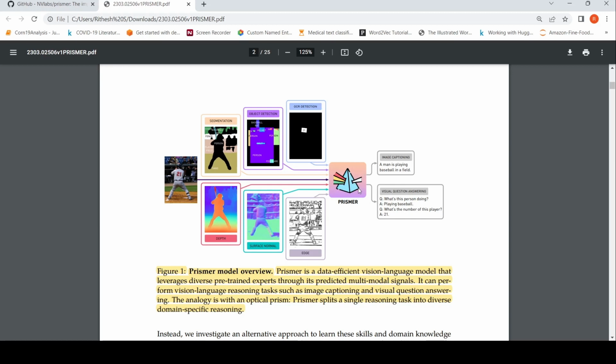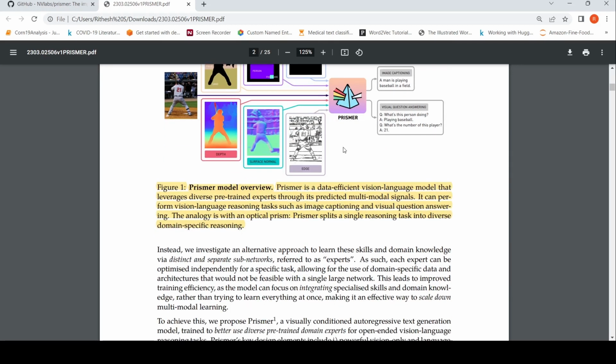So it is a vision language model which can take images as inputs, right? And then it can perform tasks like image captioning and visual question answering. It makes use of something called pre-trained experts. So what are these pre-trained experts? Here you see, from this image, one model will give details about the edges, another about surface, another about depth. Then another model about segmentation, basically the object segments, object detection, and OCR. So from an image, these features are taken and then given to a language model, which can do image captioning or visual question answering. So that is the idea of Prismer.